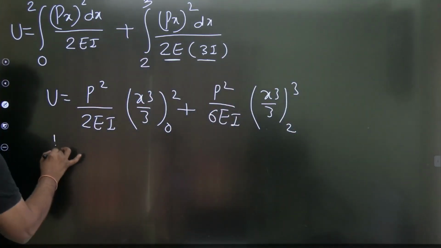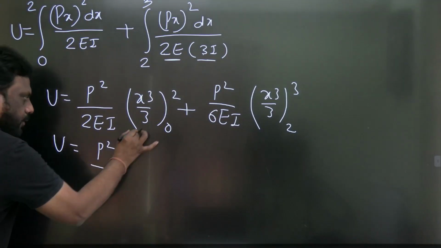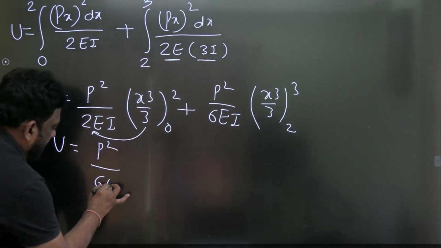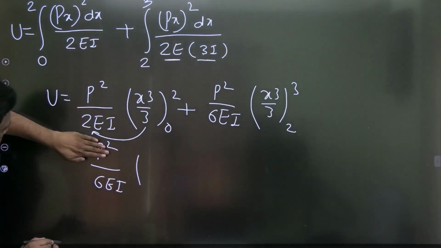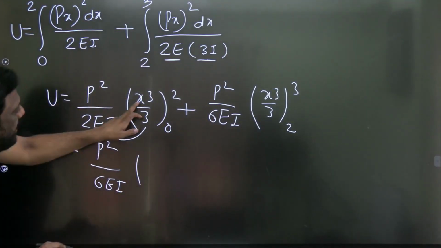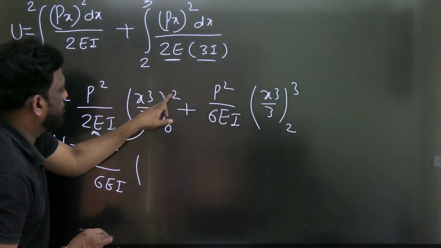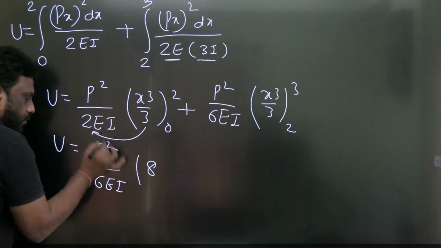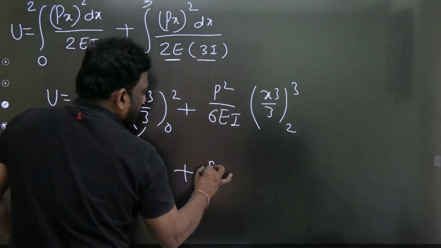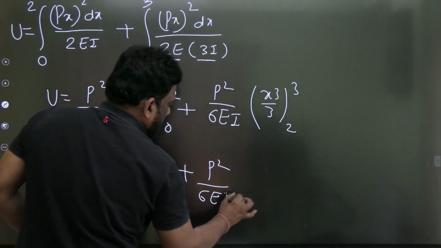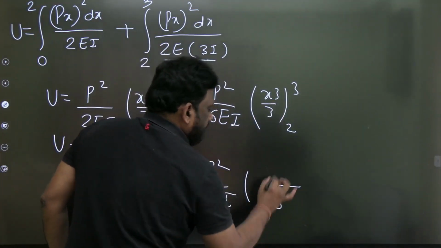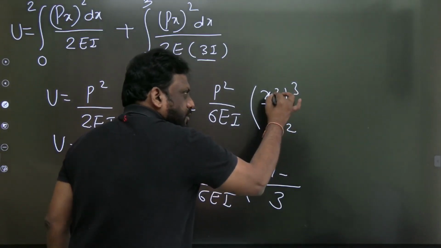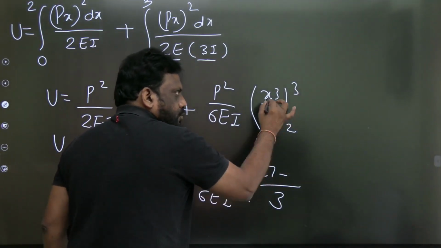No problem at all. So total strain energy is P square by, 3 into 2 is 6, so 6EI I will take it out. What is 2 cube? Upper limit is 2, 2 cube is 8, minus lower limit is 0. Already 3 is taken out. Plus P square by 6EI. There is 3 here. Upper limit is 3, 3 cube is 27, minus lower limit 2, 2 cube is 8.